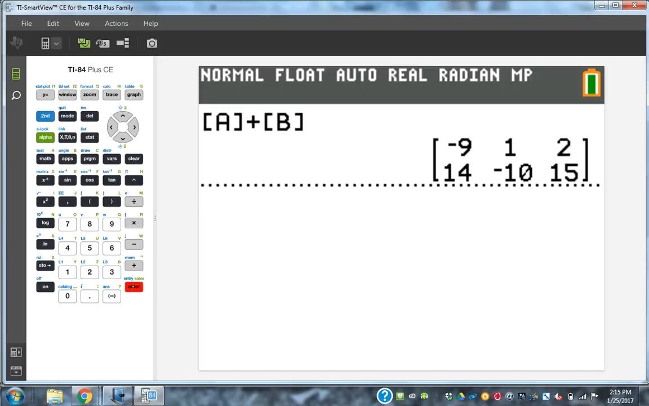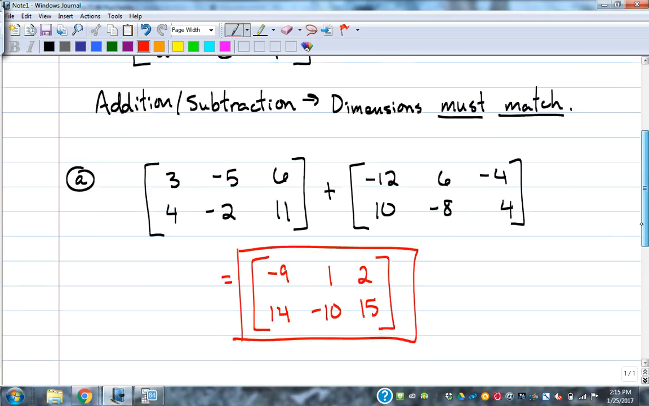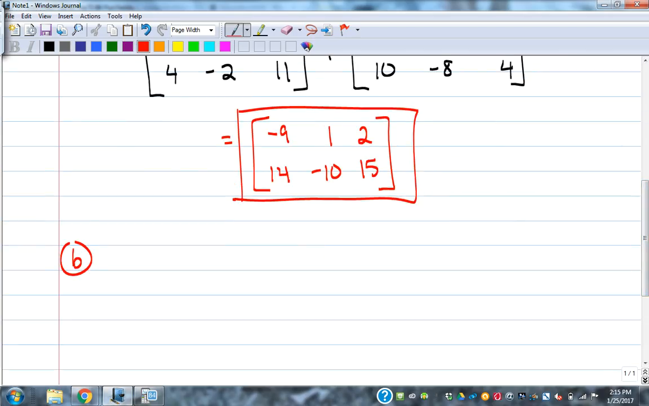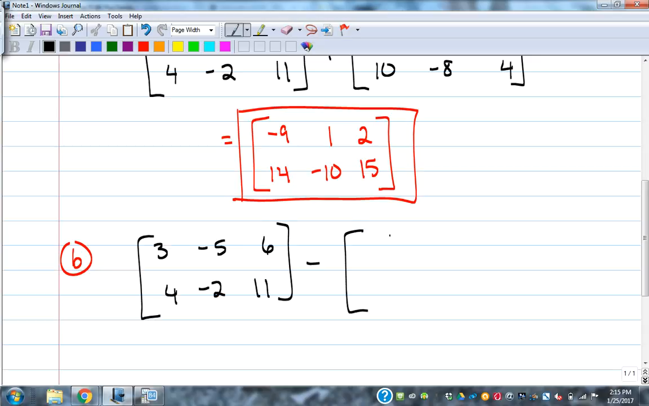All right, so let's look at a subtraction problem. If we subtracted those two, same two matrices, 3, -5, 6, 4, -2, 11, just to keep us from having to type them in again. And let's subtract them. It should equal a 2 by 3 when I get done.